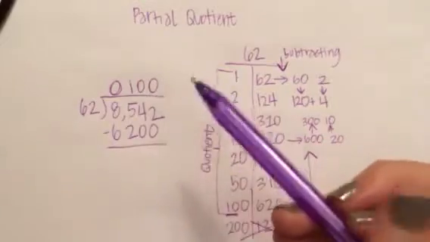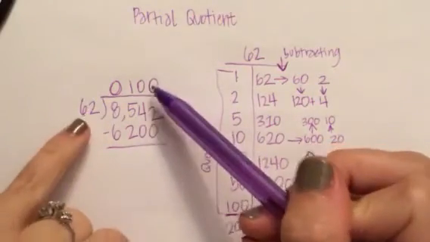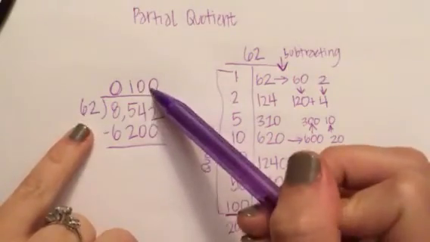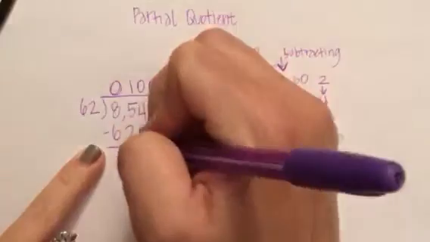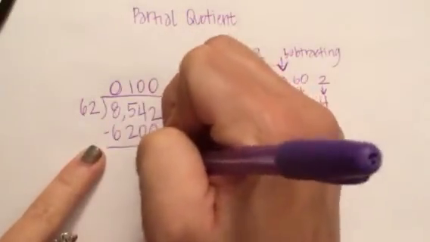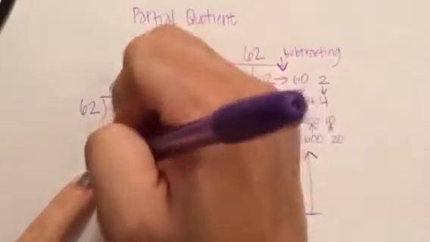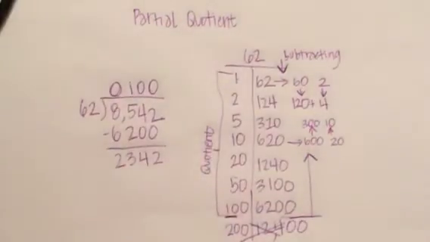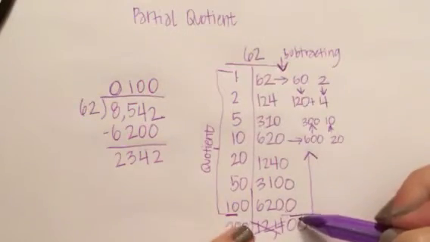So just as if you were doing your standard algorithm of division, you're still dividing, multiplying, subtracting. So now when you subtract all the way across, no need to borrow in this set, you get 2,342. So now I go back to my list.